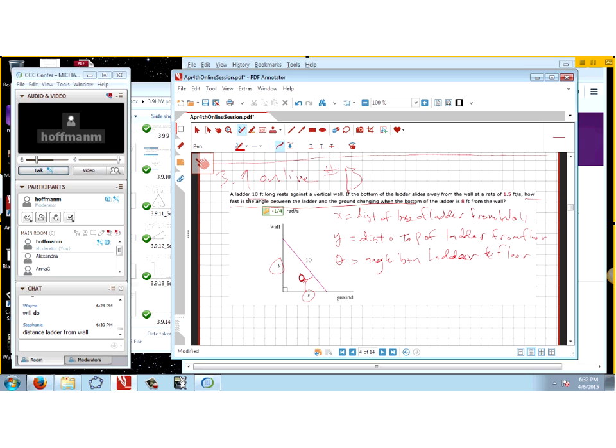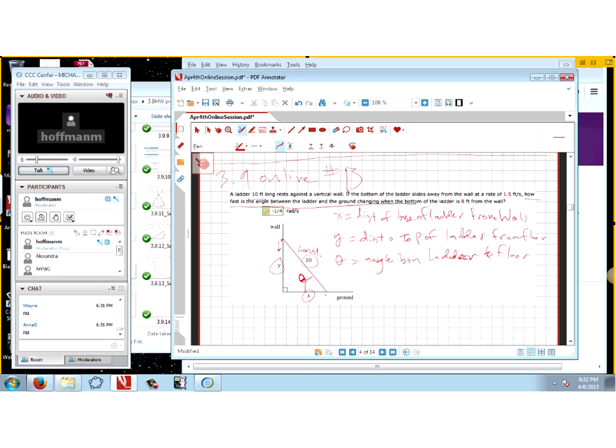Okay, so notice, a ladder 10 feet long. Is this 10 going to change in the problem? Is 10 ever going to change? Yeah, that's right. It's a constant. So we can just write it into our equations, and we don't have to worry about the length of the ladder changing.